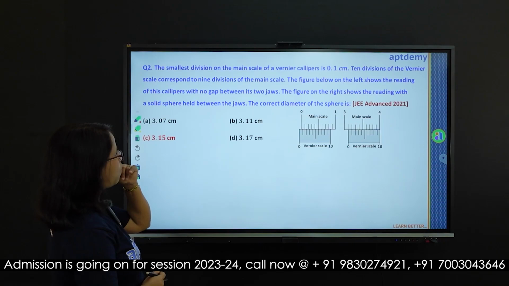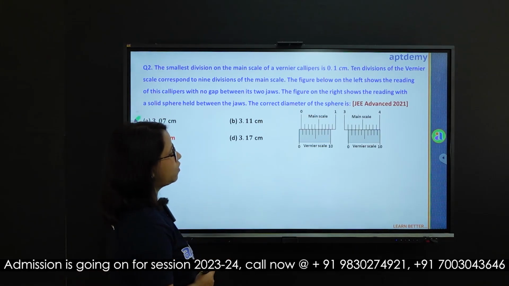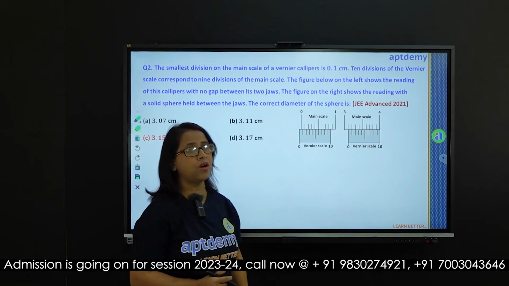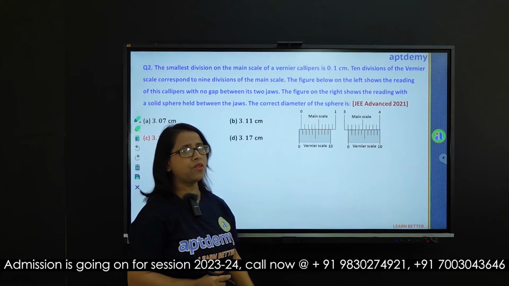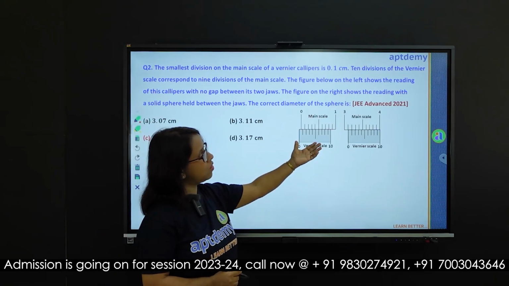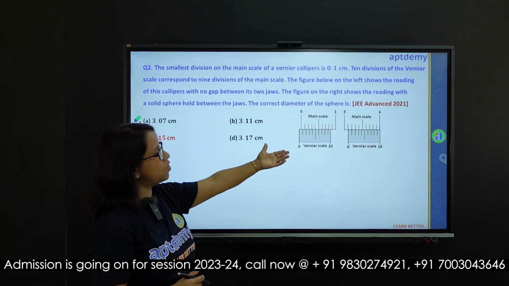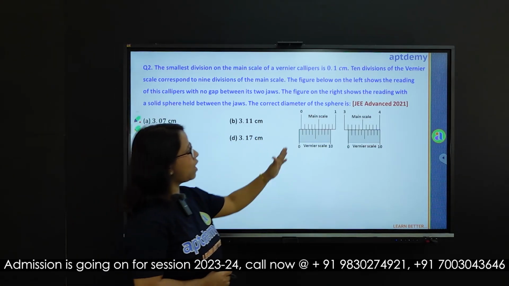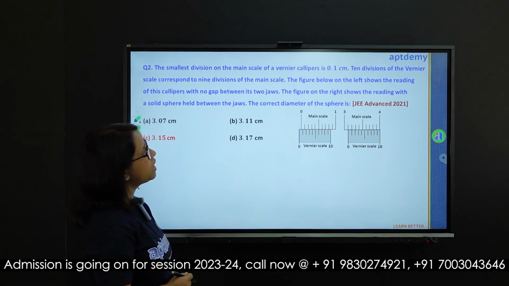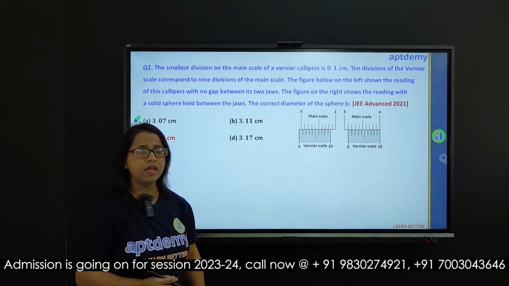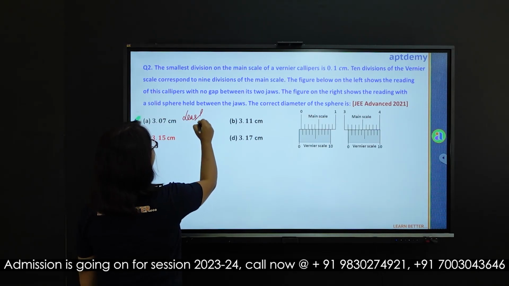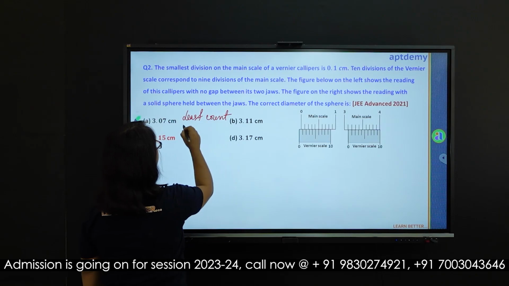So, beautiful problem involving a lot of concepts. Just have a look at the diagrams that we have in hand. So, as you can see, this is the main scale and this is the vernier scale. Now, the difference between the two scales is that there are 10 divisions in the vernier scale, and these 10 divisions correspond to 9 divisions of the main scale. Now, the smallest division on the main scale of a vernier calipers is 0.1 centimeter. So, let us first use this data to find out the least count of the vernier calipers.